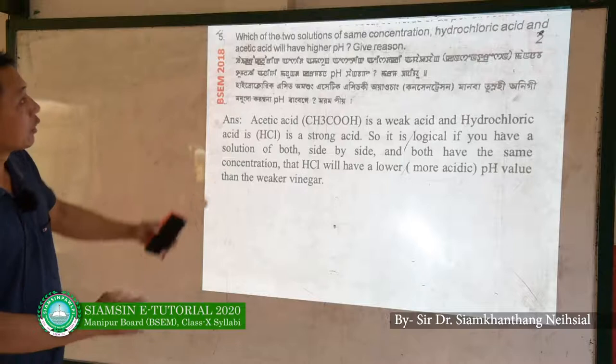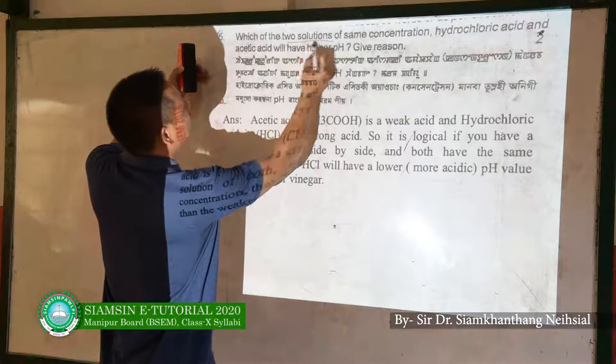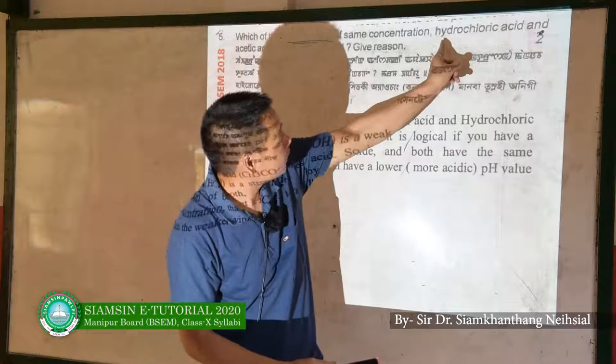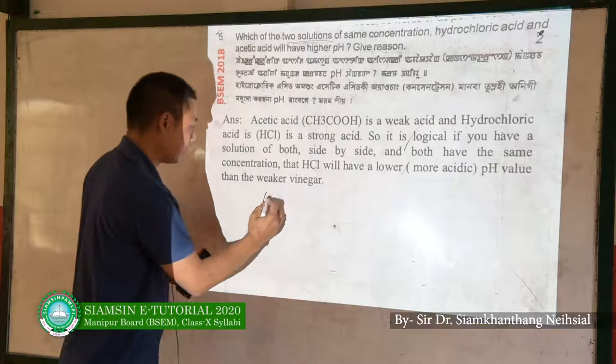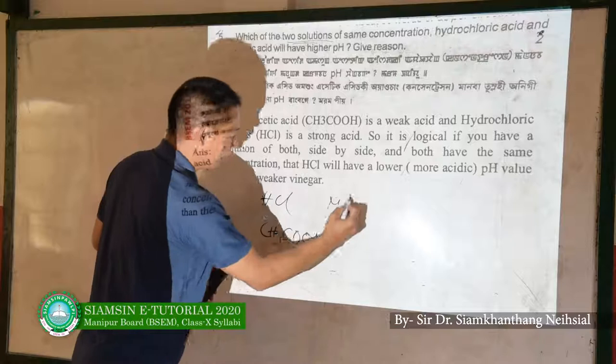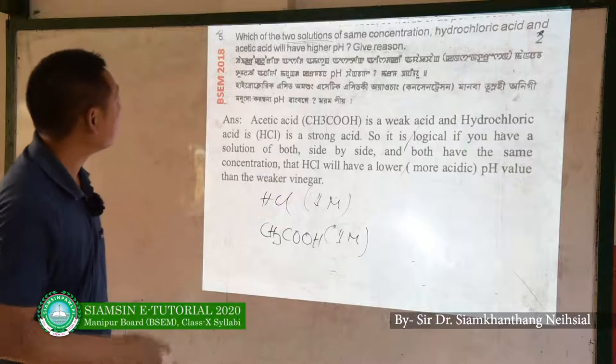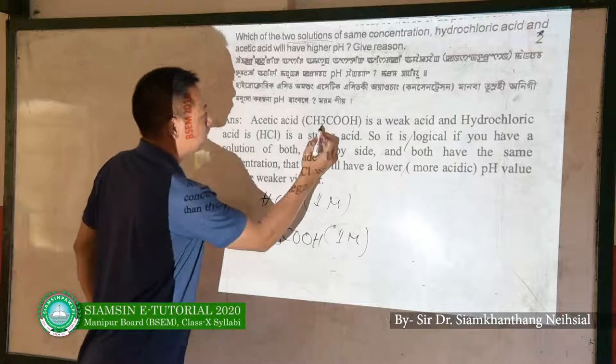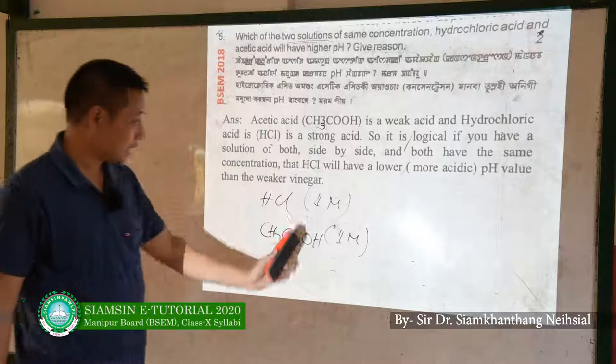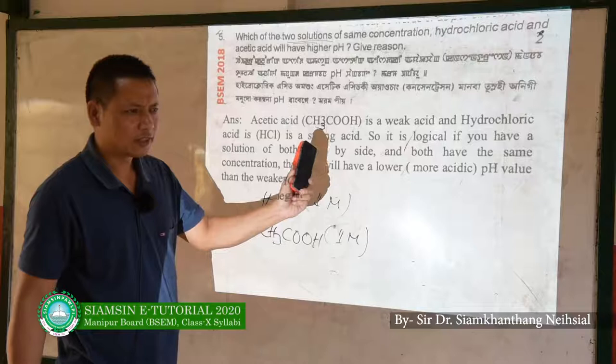A 2018 BSCM question from the acid chapter. Two solutions have the same concentration: hydrochloric acid, HCl, and acetic acid, both one molar. Who will have the higher pH or lower pH? Give reasons. Acetic acid, CH3COOH, is a weak acid. So a weak acid will have what pH value?